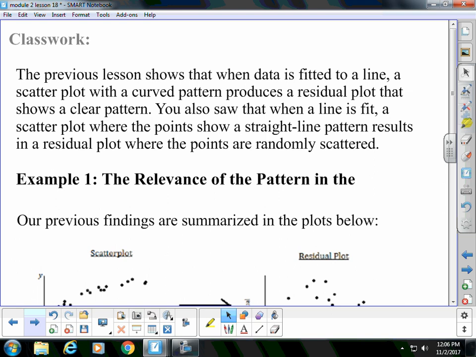Example 1, the relevance of the pattern in the residual plot. Our previous findings are summarized below.